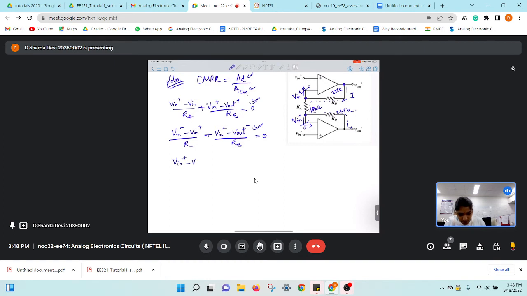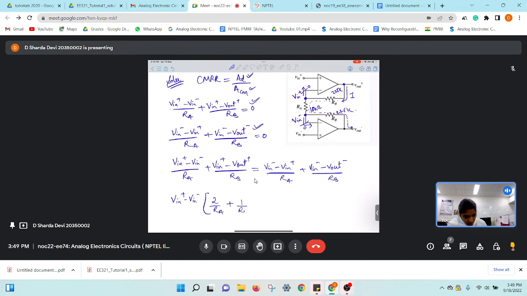So Vn plus minus Vn minus by Ra, Vn minus minus Vn plus by Ra plus Vn minus minus V out minus by Rb. Now taking like terms aside and unlike terms aside, so let's take V in terms towards one side and V out ones to the other side. So it will be Vn plus minus Vn minus, 2 by Ra, and if this Vn minus comes this side, so this will be 1 by Rb is equal to V out plus minus V out minus by Rb, right?